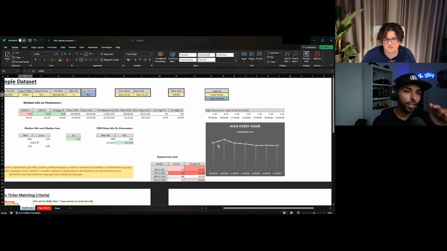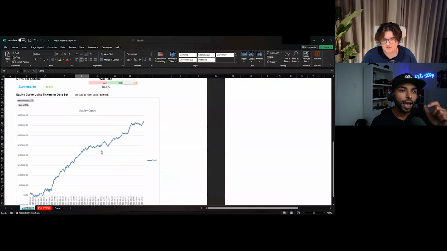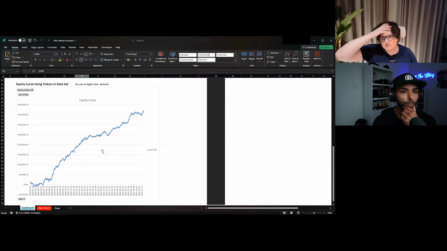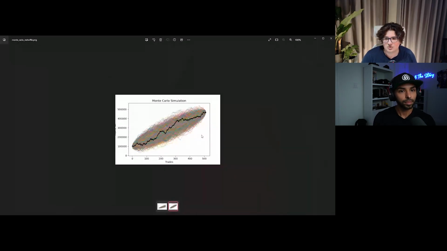But what I love that you also did, and you explained to me very nicely, if you scroll down to the bottom left of the equity curve, you explained something to me a while back in a private conversation about how y'all take so many different equity curves. So this is a Monte Carlo simulation. This is all done through Python.